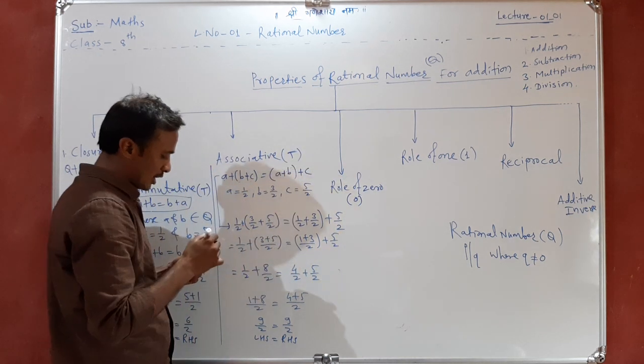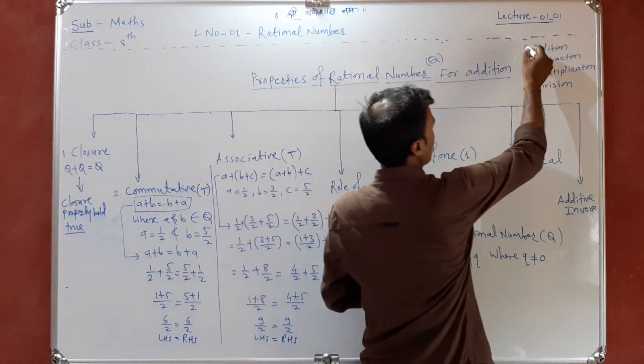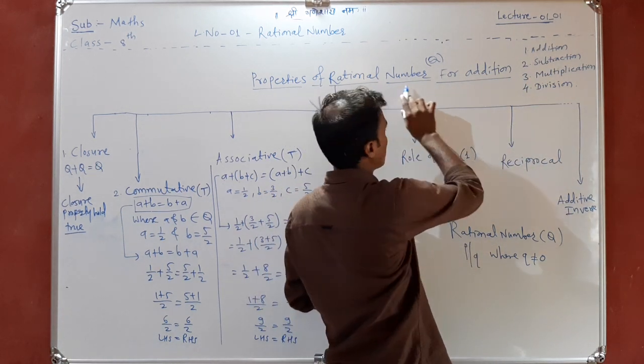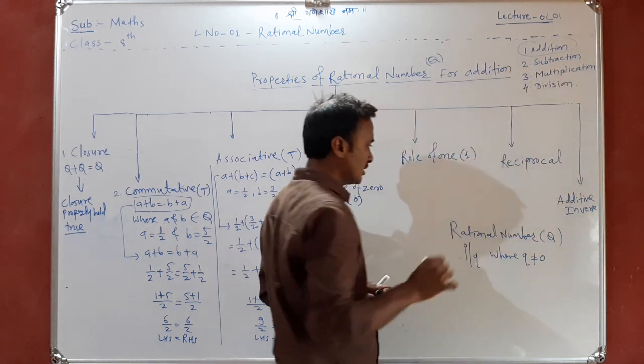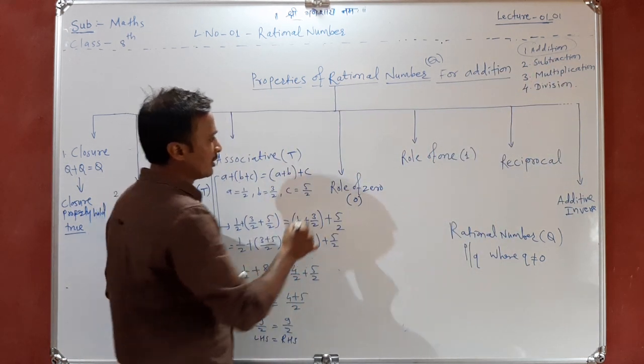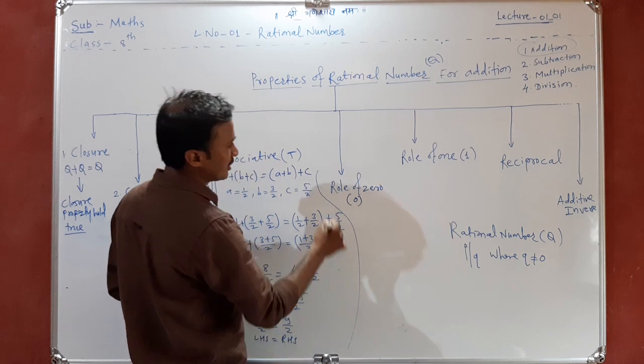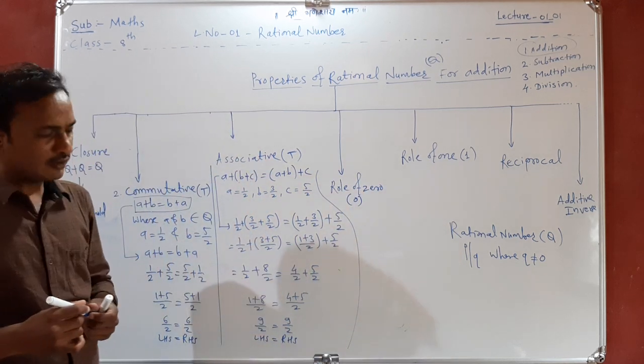Now why am I talking about addition? Only the first topic is going on, that is the properties of rational numbers for addition. Subtraction, multiplication and division, these three topics remain. Now after that, see here the role of 0 in a rational number.